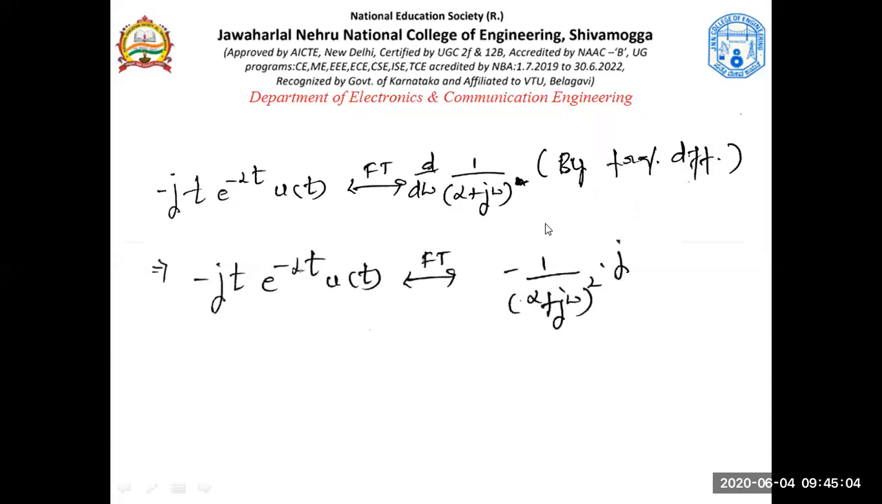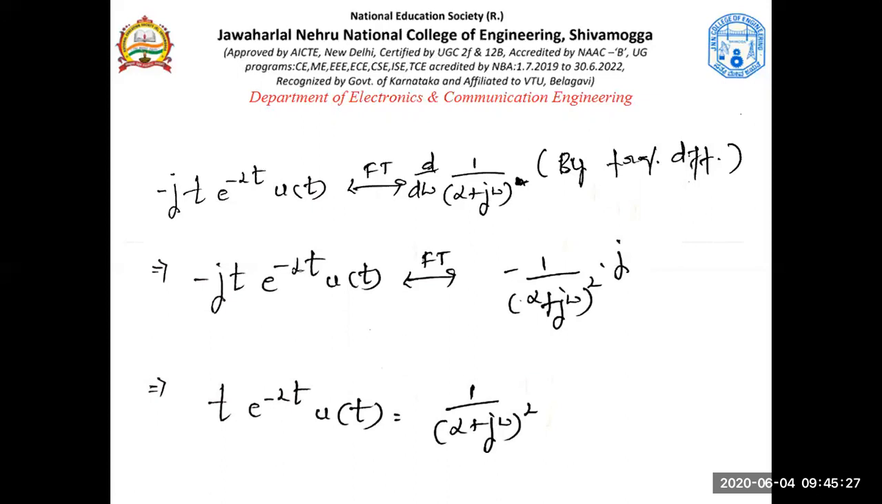See here? Everybody understand that? Okay. So bring this j onto the right hand side. It would become j square. J square would cancel this. Very similar problem. t e power minus 2t u of t is the inverse transform of 1 by 2 plus j omega square. That is what I said.